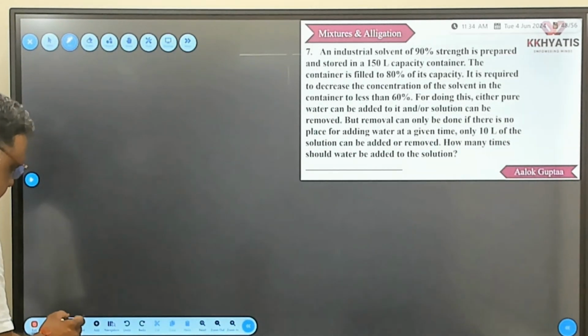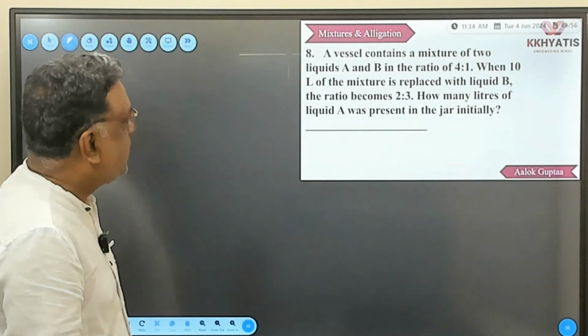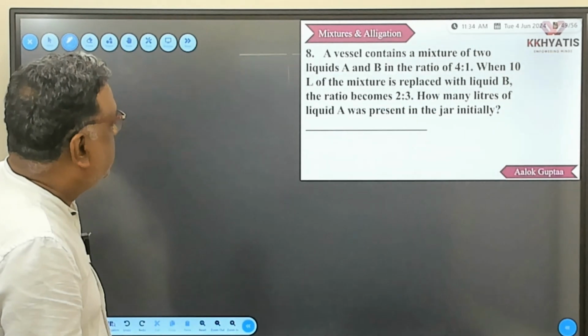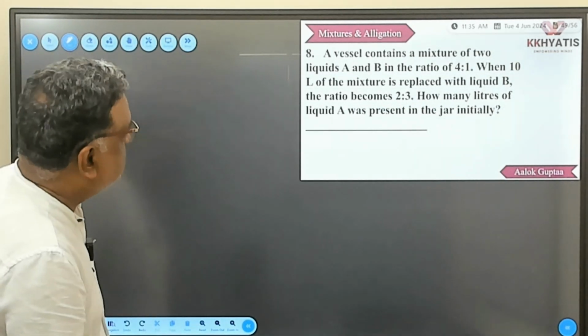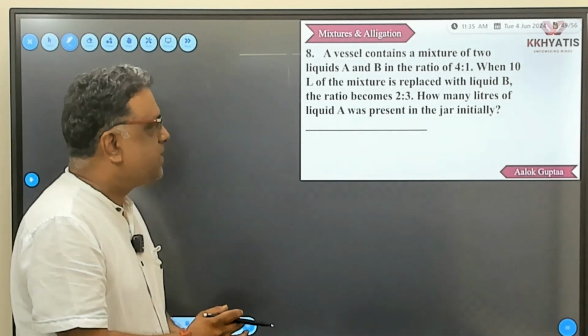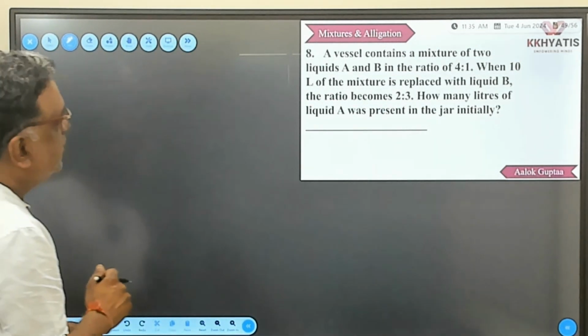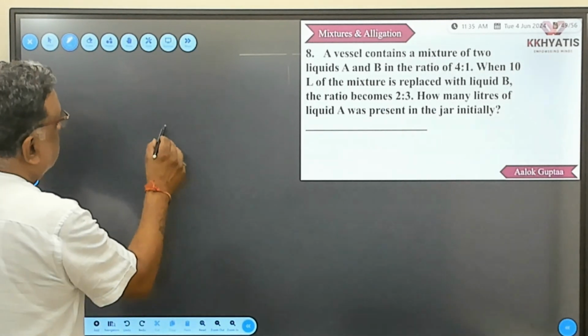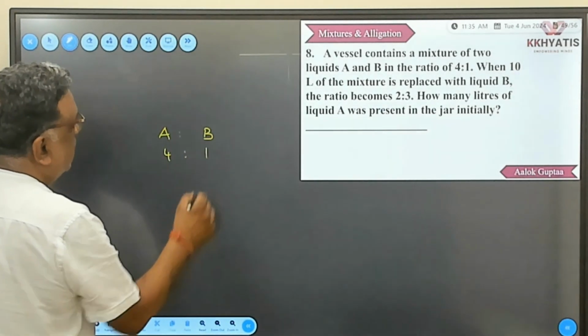Let us take next one. A vessel contains a mixture of two liquids A and B in the ratio 4:1. When 10 liters of the mixture is replaced with liquid B, the ratio becomes 2:3. How many liters of liquid A was present in the jar initially? So a vessel is containing two liquids A and B in the ratio 4:1. A liquid and B 4:1.